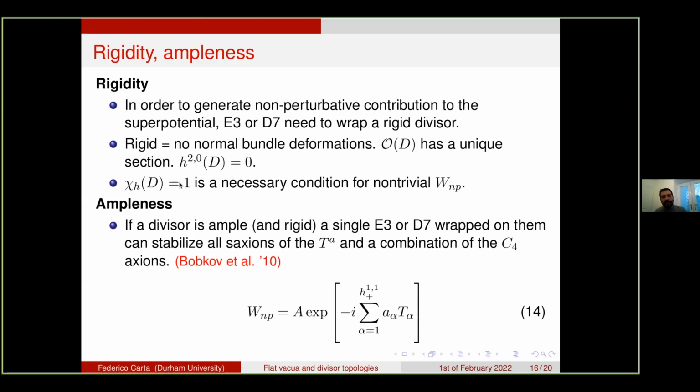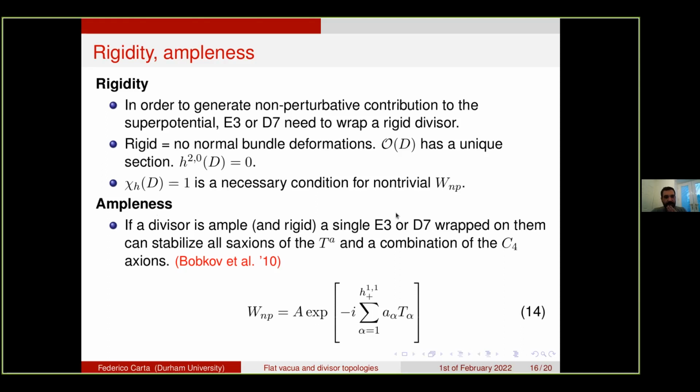Okay. Another type of divisors we care about is ample divisors. I will not go much into the definition of ample for a question of timing. I would say just why we care about ample divisors. If a divisor is ample and also rigid, a single E3 or D7 brane wrapped on this divisor can stabilize all the axions of the Kähler moduli and the combination of the C4 axions. Essentially, we will have a superpotential term of this type where inside a single exponential, all the Kähler moduli enter. So it's very practical to do Kähler moduli stabilization if we can use ample and rigid divisors.